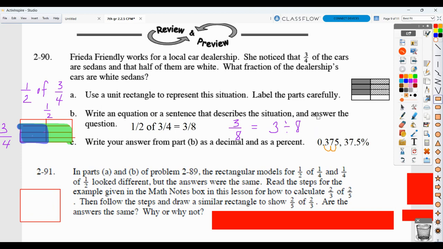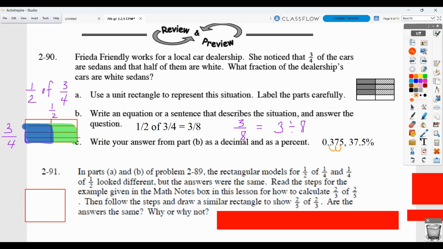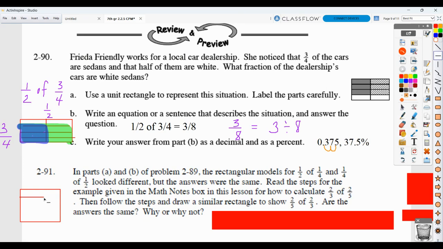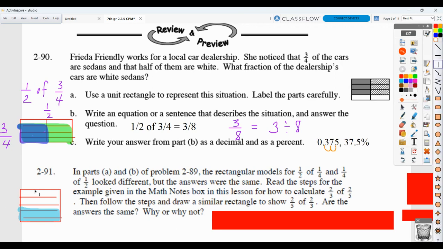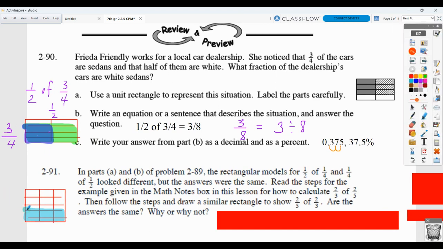So if I'm going to do 2/3 of 2/5, I'm going to start by breaking this into fifths. And I'm going to shade in 2/5. My picture is not perfect, and yours doesn't need to be either. But I'm going to shade in 2/5. And then I'm going to come through and do thirds, specifically 2/3 of that. So 2/3 of that would be the area of overlap right here, which gives us 4 out of 15. This would be then 2/3 of 2/5.